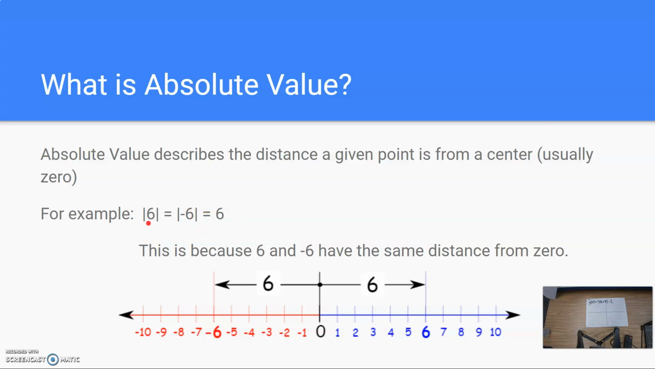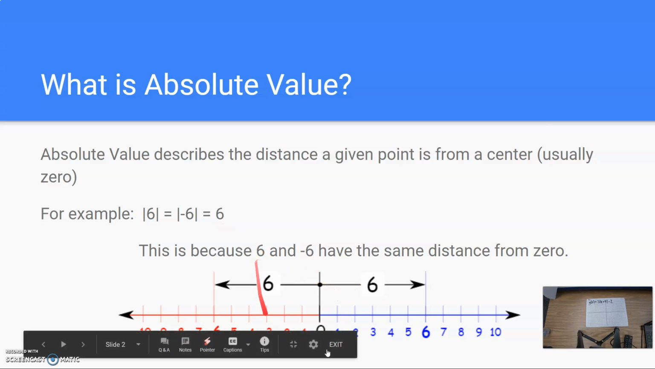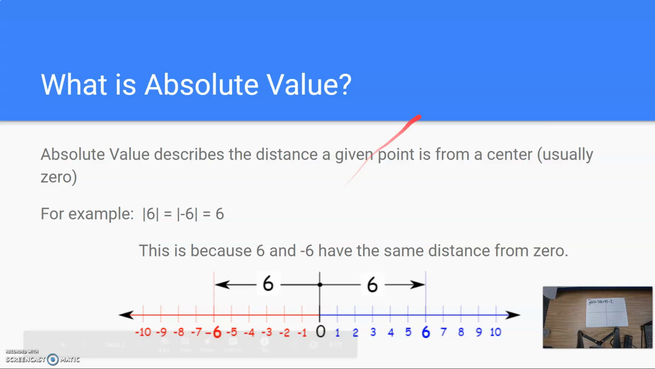Okay, so when we take the absolute value, what comes out, what the output would be, is the distance, in this case, from 0. You can see right here that both +6 and -6 are a distance of 6 from 0, hence why they are both equal to just 6 without the absolute value bars.